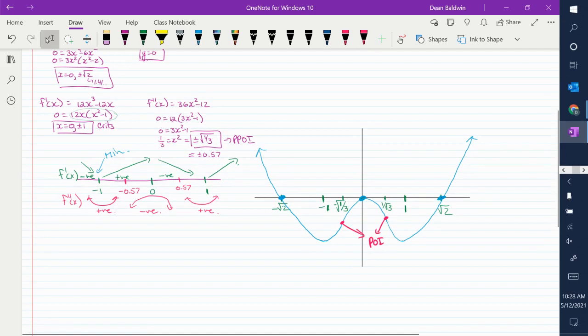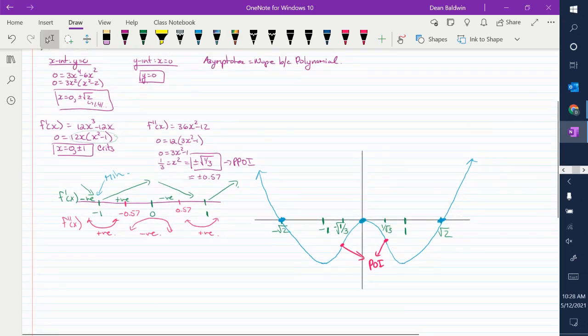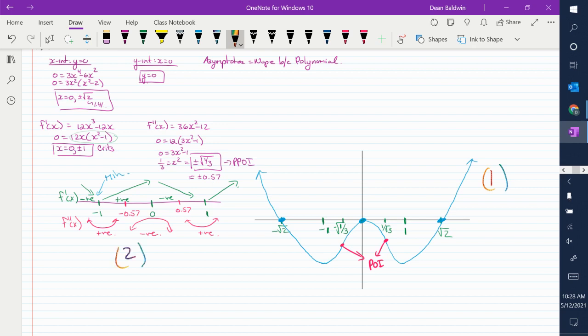So we're all good? No questions? If I was marking this, I would give 1 mark for the graph. I'd give you maybe 2 marks for the table. I give you a mark for the first derivative, a mark for the second derivative, and if there's asymptotes, I'm going to give you a mark there. So 2, 3, 4, 5, 6.